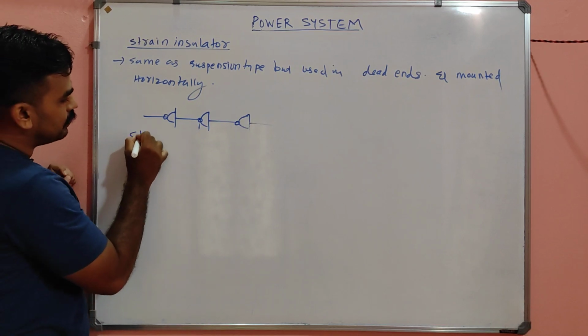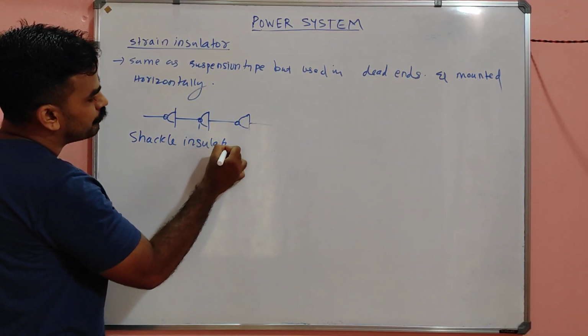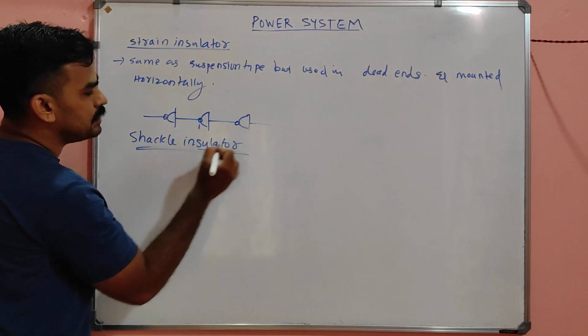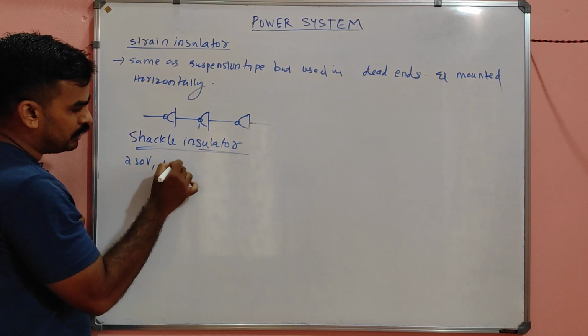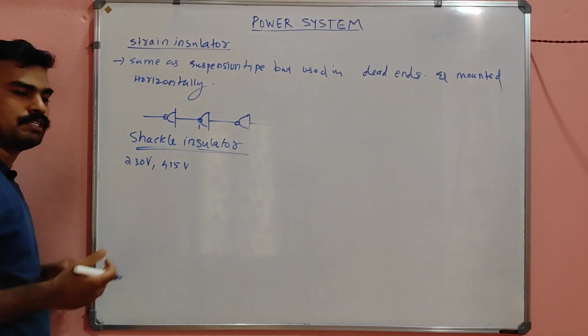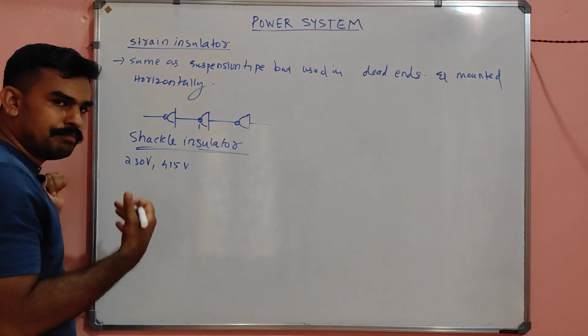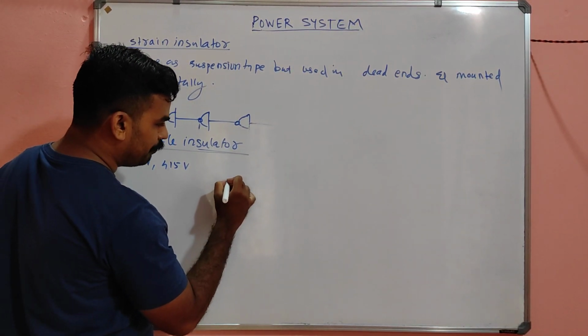Another type of insulator is the shackle insulator. This is normally seen in the 230 volt system or the 440 or 414 volt system. In this type of system you can usually see this shackle type insulator. This is nothing but, my dear, a pin type insulator itself.